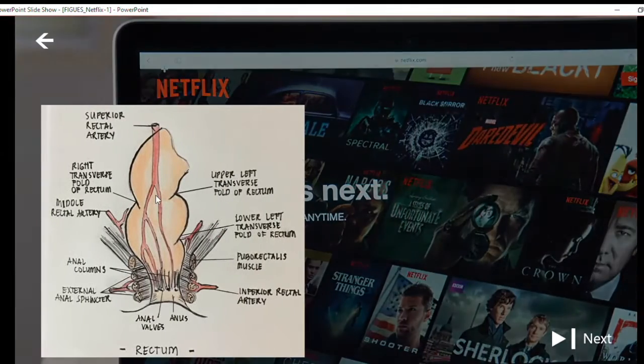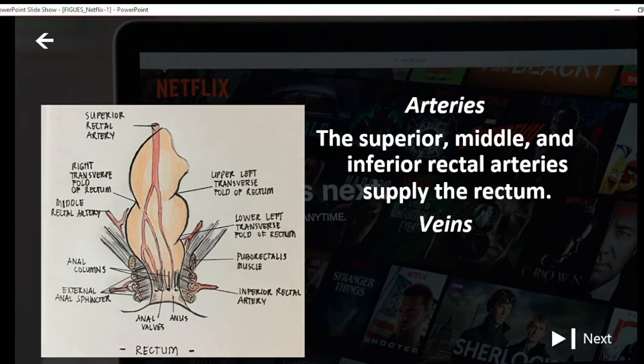Next, the blood supply. The superior, middle, and inferior rectal arteries supply the rectum. Here you can see the superior rectal artery. The superior rectal artery is a direct continuation of the inferior mesenteric artery and is the chief artery supplying the mucous membrane. They anastomose with one another and with the middle and inferior rectal arteries.